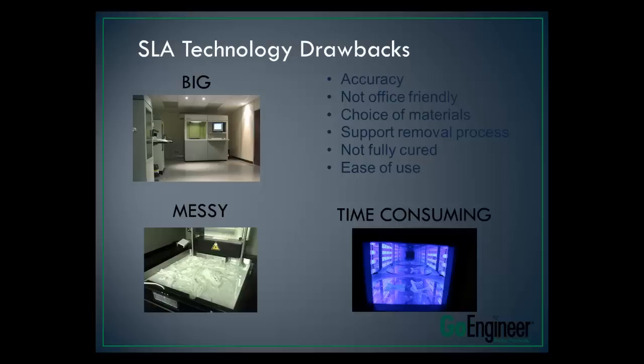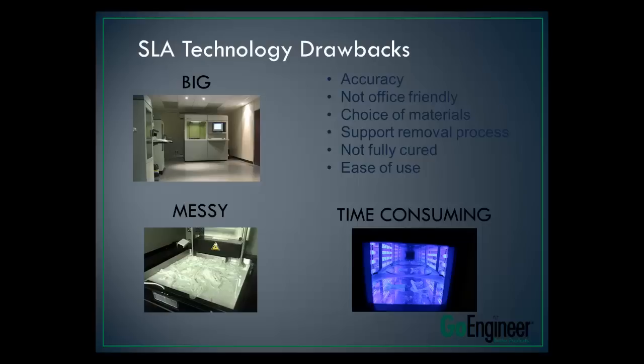And the other thing too is, not only is it messy and big, but when the parts come off the machine, they're not fully cured. So there's a post-curing process which includes washing that part out in an alcohol bath. So you need a big vat of isopropyl alcohol, and then once it's through the alcohol bath, it has to go into a UV oven and cure under UV light before it can be cleaned and finished.